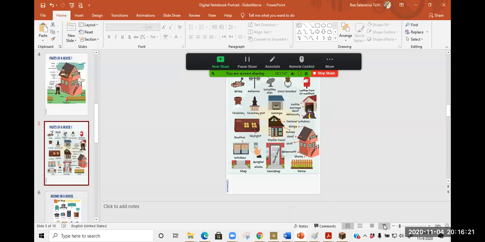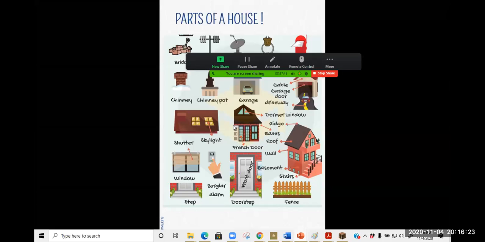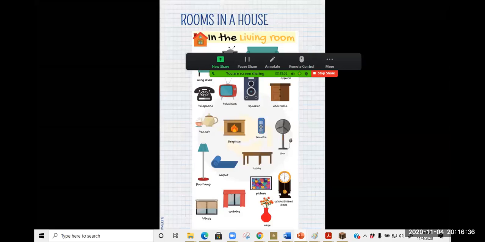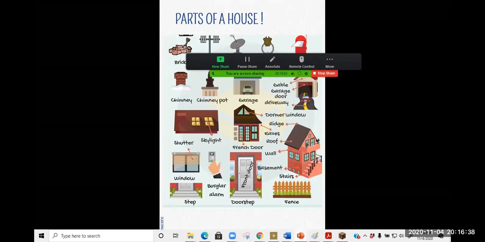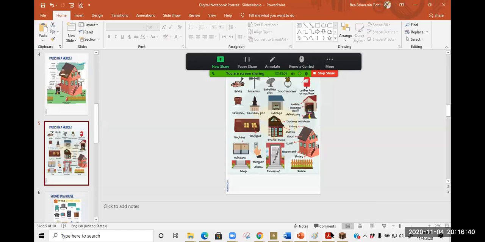More questions about this? Any other question that you might have? No? So shutter are the same as the ones that I was showing you on the picture. It's another name for a shutter, okay? Okay, now talking about houses, let me go to another one.